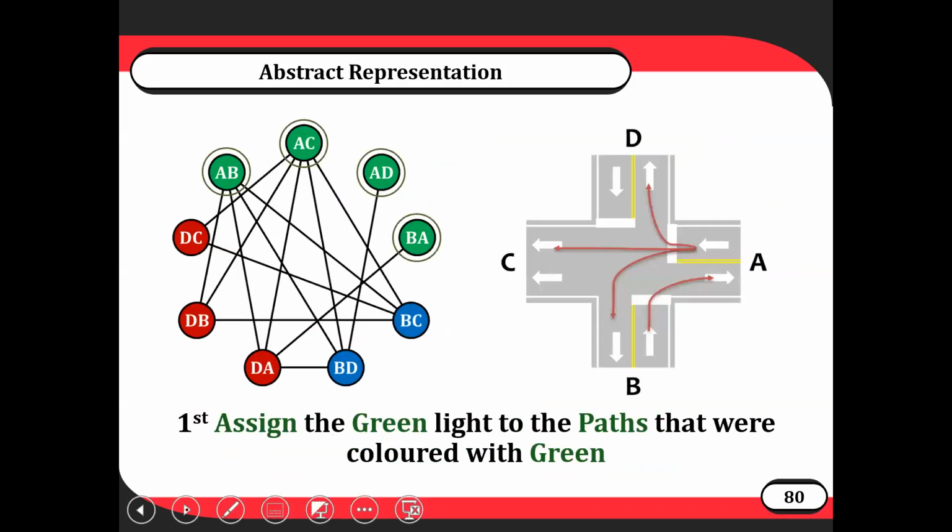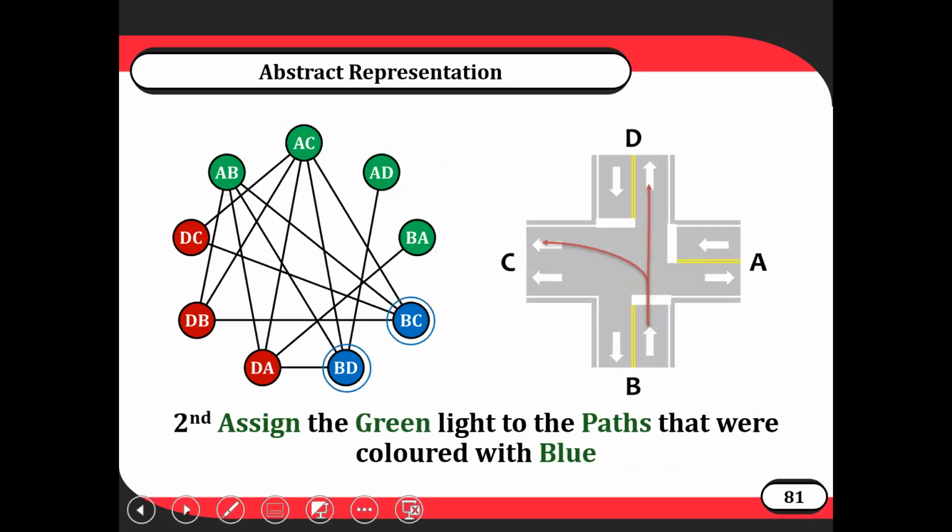So if we take all the green nodes and we green light them all at the same time, then you can see here we have a beginning of our solution to the traffic scheduling problem, where we green light all of these paths and nobody's in danger of a collision. So that's our first step, is assign green light to those paths.